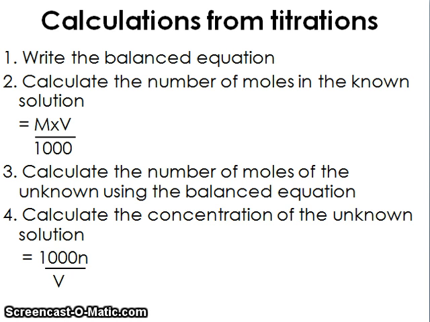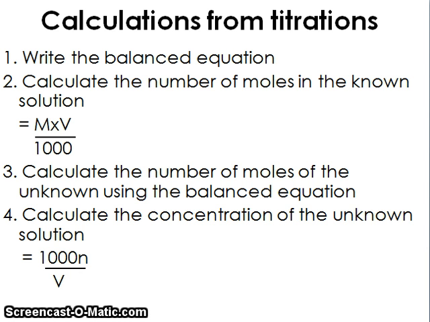So what we need to look at now is some calculations from titrations. And you need to approach this stepwise, as you do with all calculations, in order to make sure that you don't make a mistake. So the first thing you need to do is write the balanced equations. Then you need to calculate the number of moles in a known solution, and you should be familiar with this equation from AS level chemistry. So the number of moles is equal to M, which is the concentration, times by the volume, divided by 1,000. And in this case, V is the volume in centimeters cubed.